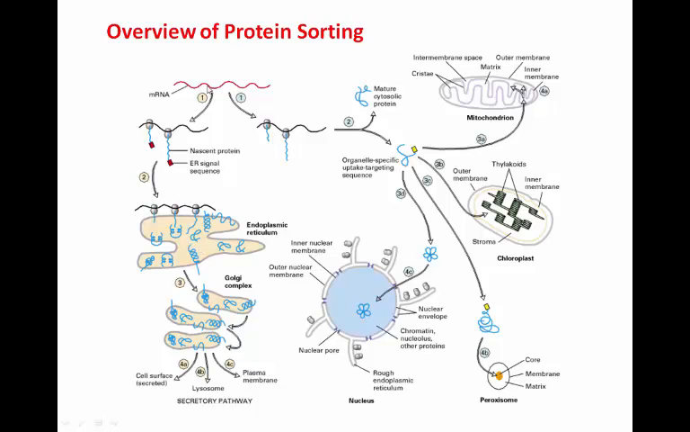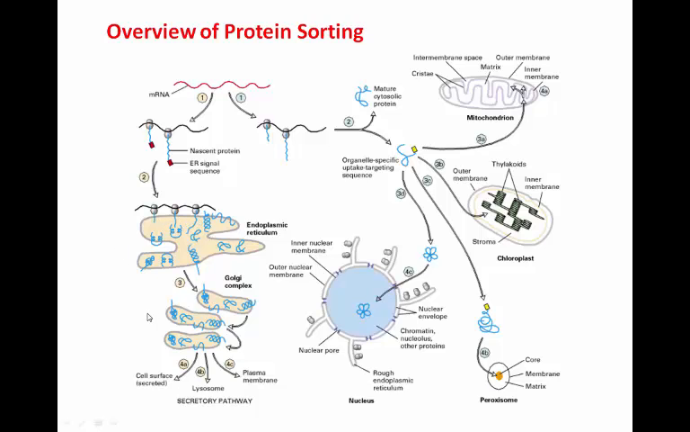So let's start with mRNA going to the rough endoplasmic reticulum. So we're going to have a nascent protein. This is the protein that's being synthesized, and it's going to have a polypeptide sequence on it that's going to be the endoplasmic reticulum signal sequence. And then there will be a protein complex that binds to this sequence, and it will attach the ribosomes and the messenger RNA to the endoplasmic reticulum.